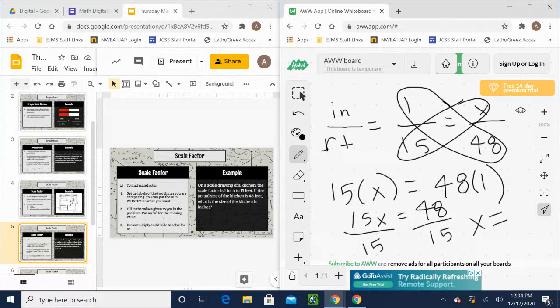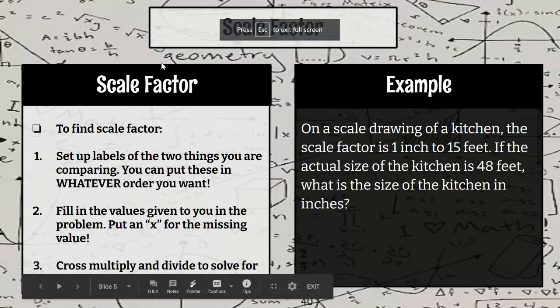This may give me a bad number, but 48 divided by 15, when I type that in my calculator, oh no, it's not bad. It gives me X equals 3.2. So my answer would be 3.2. And then I'm done, okay? So 3.2 inches on that piece of paper.